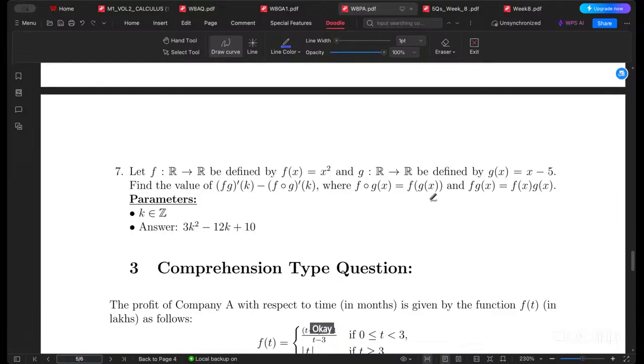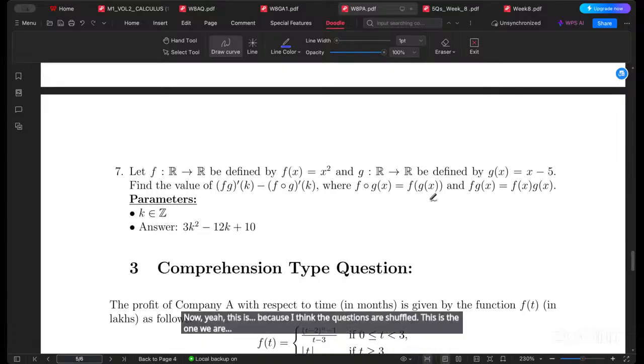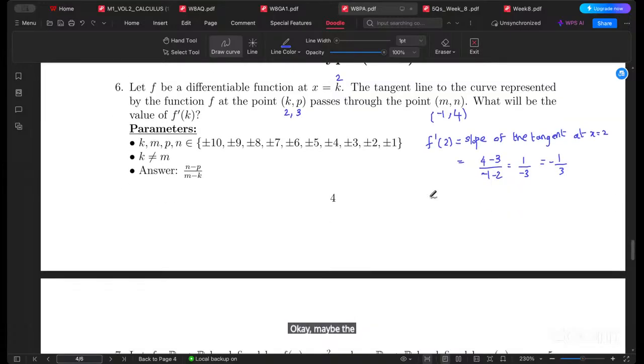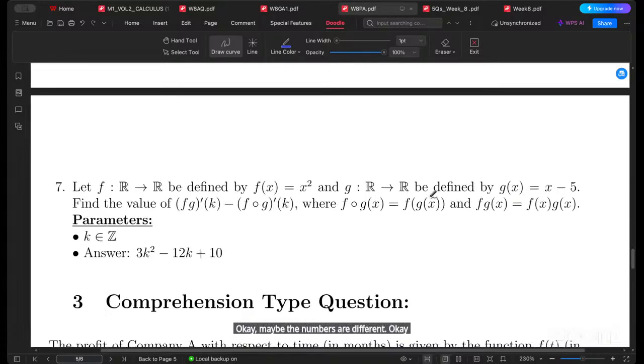Okay, so 7th one. Okay, so you are having, yes? Yeah, this is because I think the questions are shuffled. This is the 7th one we are having now. The comprehensive type question, the company one. Okay, maybe the numbers are different. Okay, fine. Well shuffled, I think.